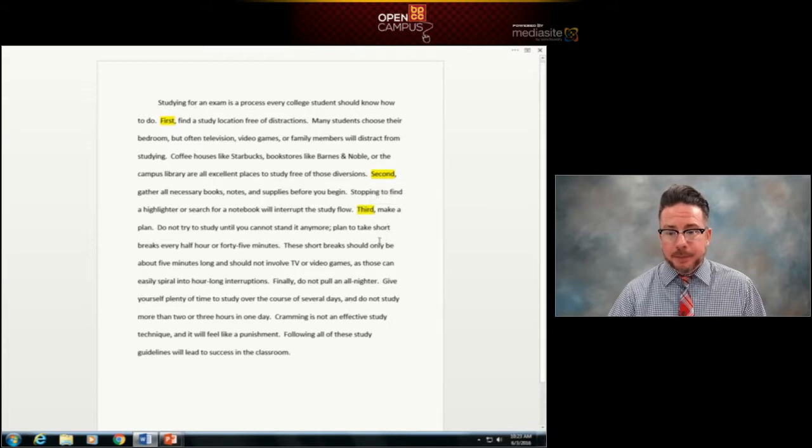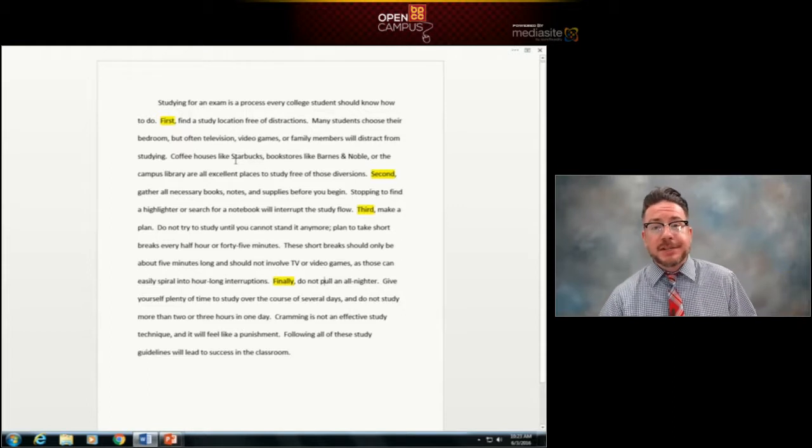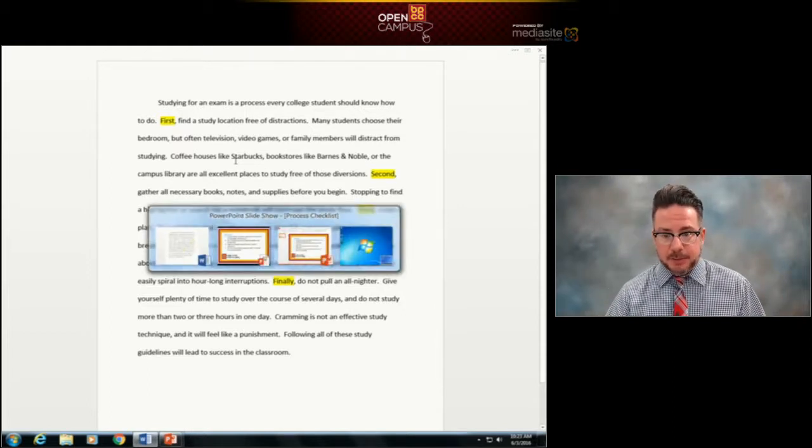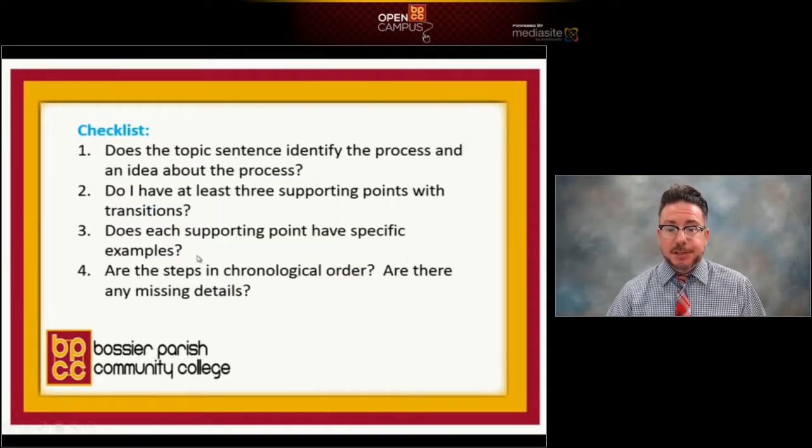Make a plan. And we actually have more than 3 supporting points here. We have a 4th. Finally, do not pull an all-nighter. Okay, so the answer to question 2 is yes. We do have at least 3 supporting points, and we do have our transitions in place. Let's go back to that checklist. Does each supporting point have specific examples?